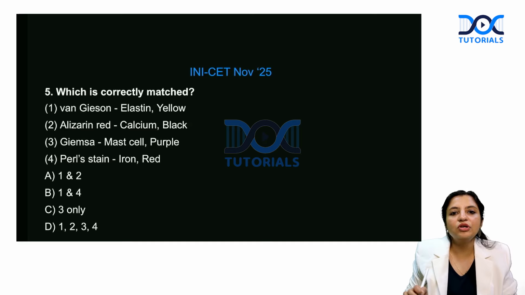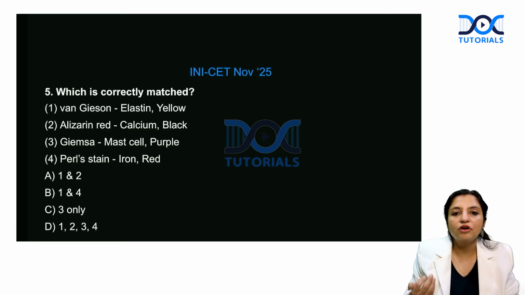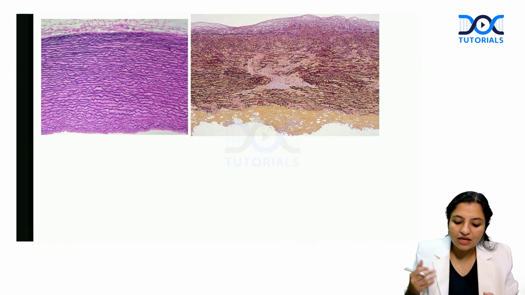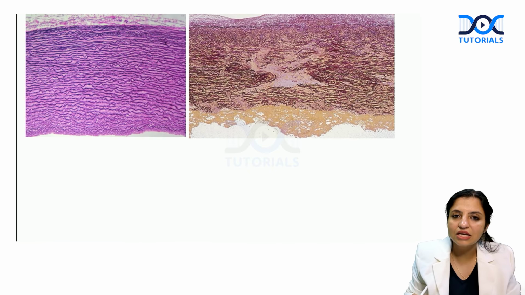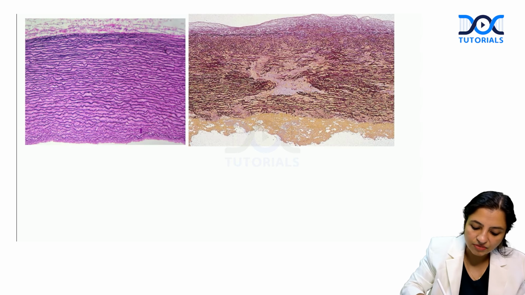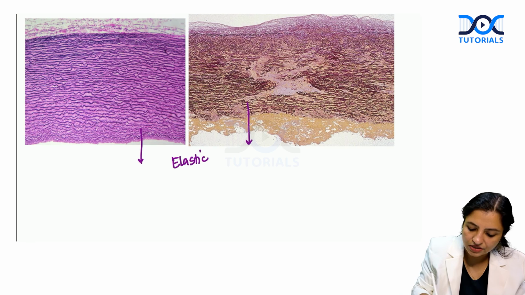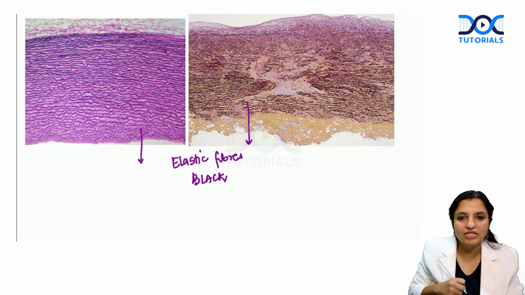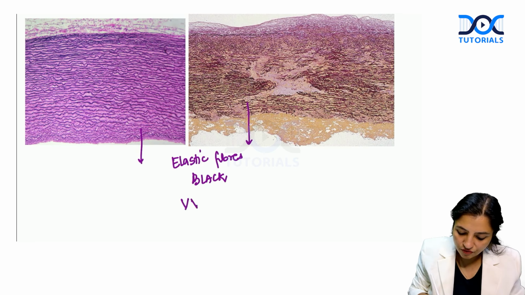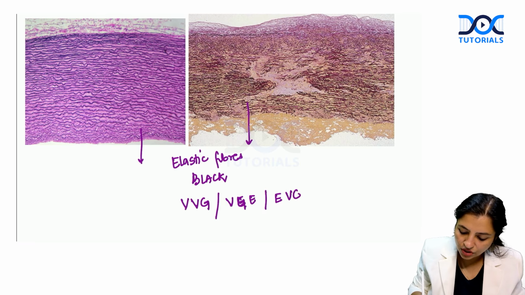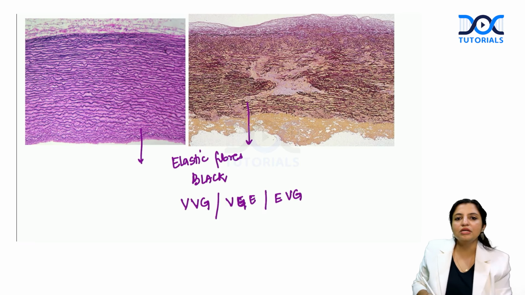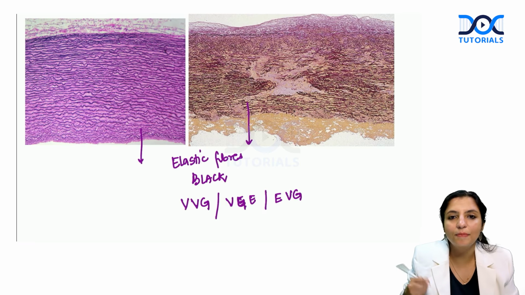Okay, so whenever we talk about Verhoff von Giesen, Verhoff von Giesen is also called elastic von Giesen. This is a stain for elastic fibers, and elastic fibers give you black color. So that's the black color of elastic fibers which you will see. So this is Verhoff von Giesen or von Giesen elastic, or they can also give you elastic von Giesen. Same thing, the only thing is the elastic fibers will always take the black color.